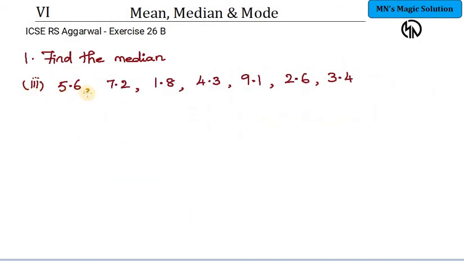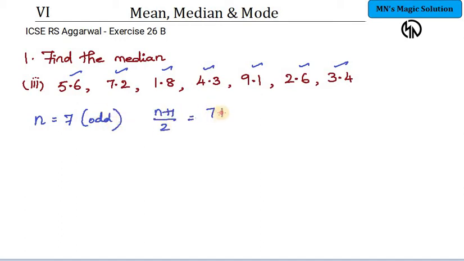The third subdivision has got all numbers in decimals. So first of all, let's count the number of terms. 1, 2, 3, 4, 5, 6, 7. So n is equal to 7 and 7 is an odd number. Therefore, n plus 1 divided by 2, which is 7 plus 1 by 2, or 8 by 2, which is 4. So the fourth data is the median data.